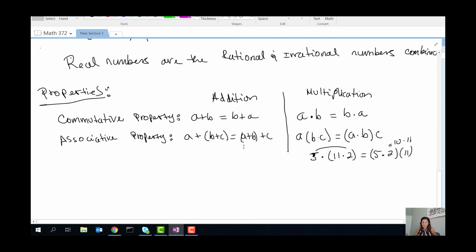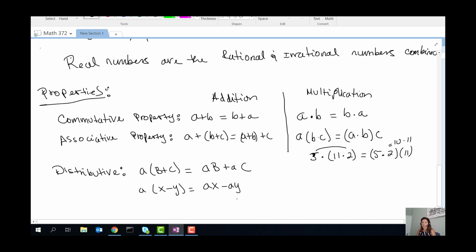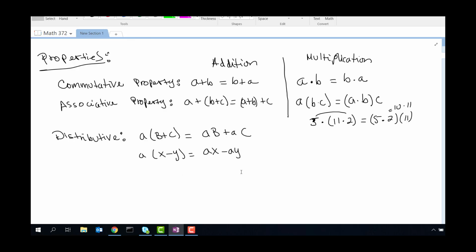And then we have our distributive properties. And so distributive, it combines multiplication and addition or subtraction. So distributive is if I have A times, say, B plus C, then I have AB plus AC. And for subtraction, if I have A times, say, X minus Y, then you have AX minus AY. So these are our properties of the real numbers.